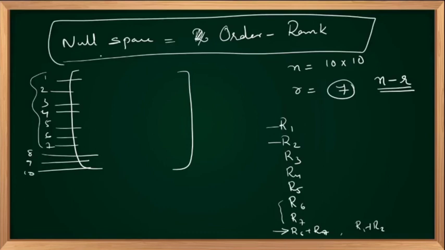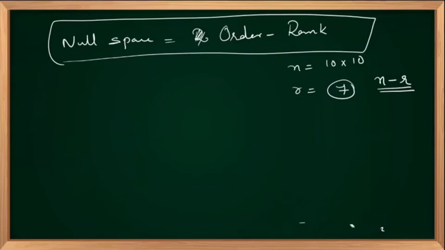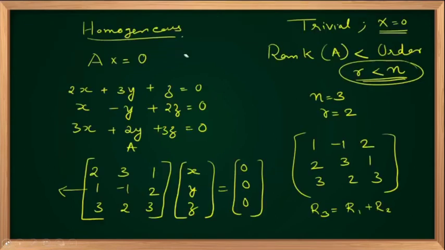Now what is the importance of null space in a homogeneous system of linear equations? Null space is important because we can say that there is an infinite set of solutions. For example, in the previous case, the rank is equal to 2, correct? And the order is 3. So what is the null space here? Null space is 3 minus 2 equal to 1, correct? So I can say one set of infinite solutions is there.